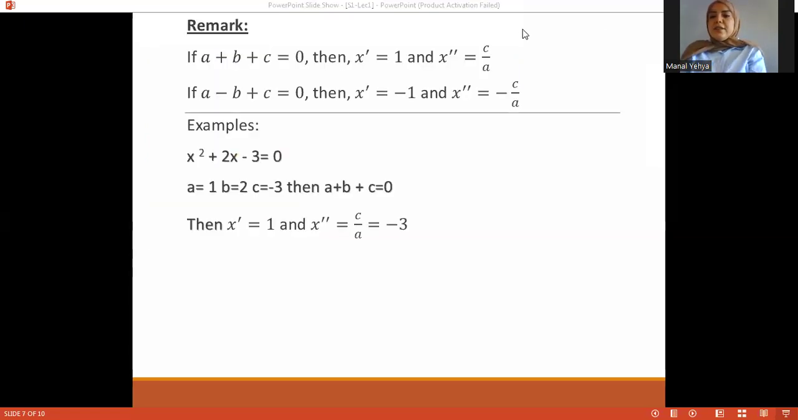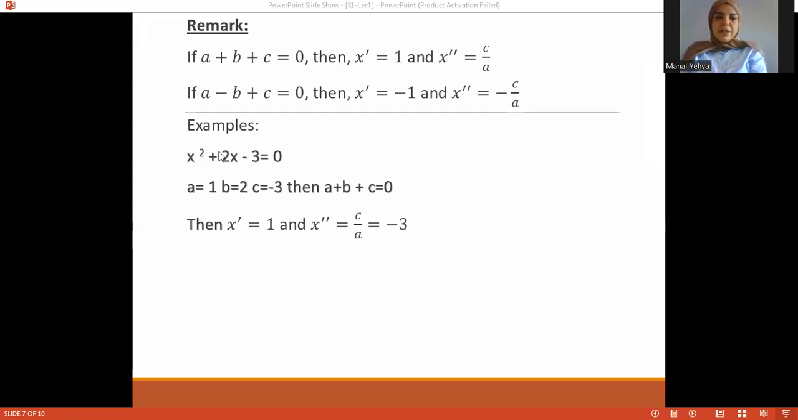These are important tips to make your calculation easier. If a plus b plus c equals 0, then there is no need to calculate the delta. You can directly write that the first root is 1 and the second root is c over a. If a minus b plus c equals 0, then the first root is minus 1 and the second root is minus c over a. These are important notes because they make your calculation easier. So instead of calculating the delta, then finding the roots, you can find them directly.